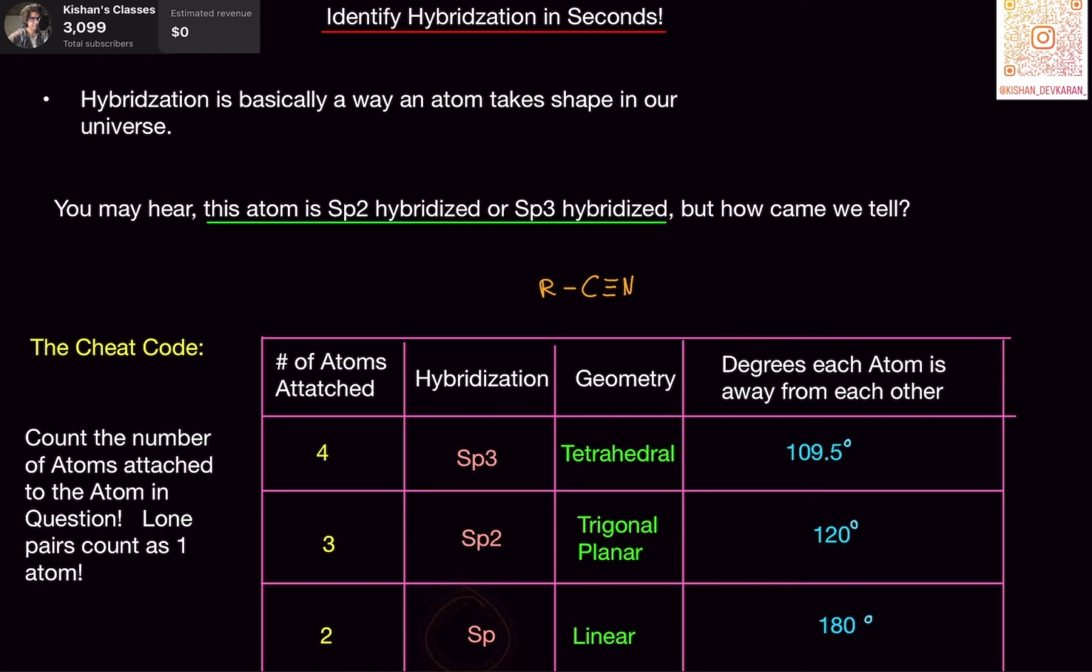In sp hybridized, it's linear, also known as a straight line. It looks flat to us, just flat, with no dimensions at all to it. It doesn't look like a triangle or a square, just flat. That's what linear means, sp hybridized. And every bond is 180 degrees from each other.